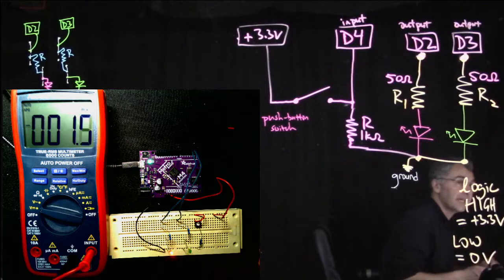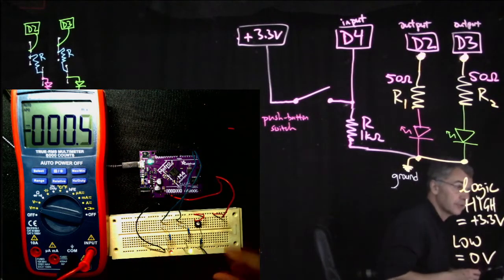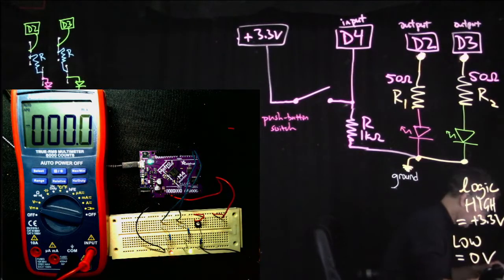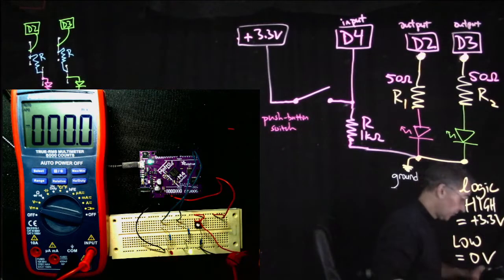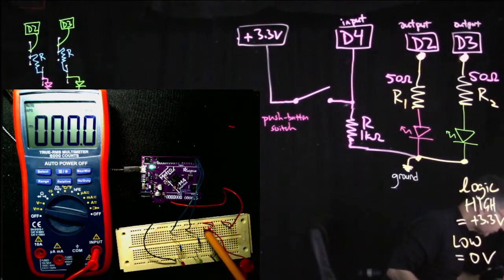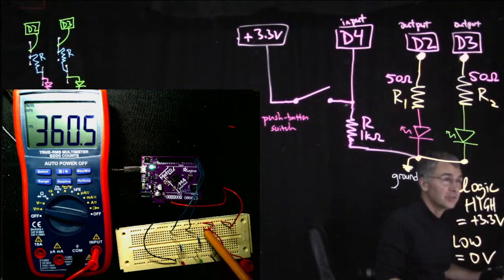So I will connect the black lead from the digital multimeter to ground, and then that's over here. Here's the black lead from the digital multimeter connected to ground, and then I will take the red lead and connect it to the right side of the switch, and it says 0 volts. And if I push the button, I'm expecting to see 3.3 volts, but oh no, I see 360 millivolts. I see 0.361 volts.